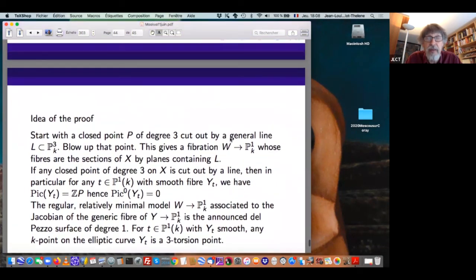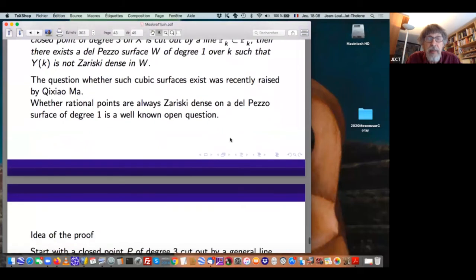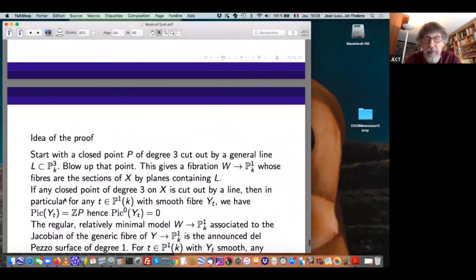What's striking here is that you produce lots of such surfaces of degree 1 where the rational points are not Zariski dense, because each time you take a line, you produce another surface of degree 1 with this property that the rational points are not Zariski dense.